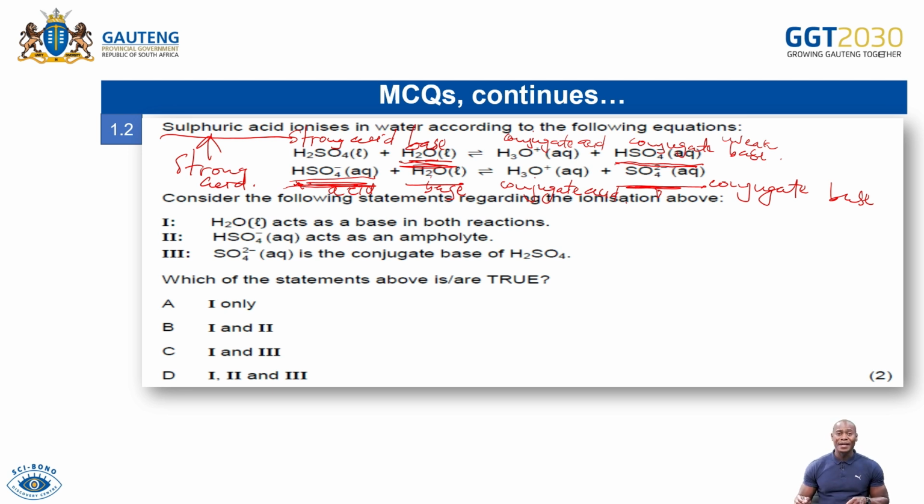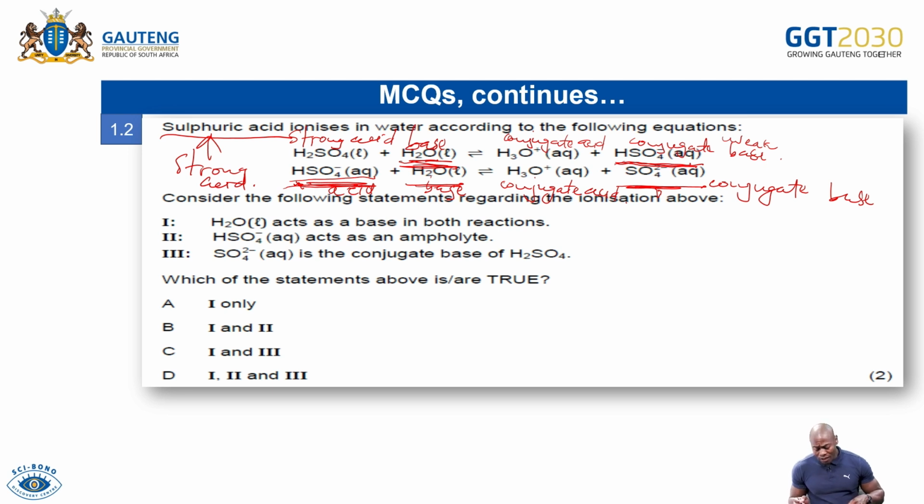No. Why am I saying that? It's because in the first equation it is acting as a base, and even in the second equation it is also acting as a base. Then HSO4 minus is an ampholyte, right? An ampholyte is a substance that can act as either an acid or a base, depending on what it is reacting with.